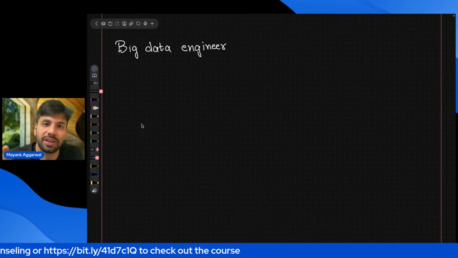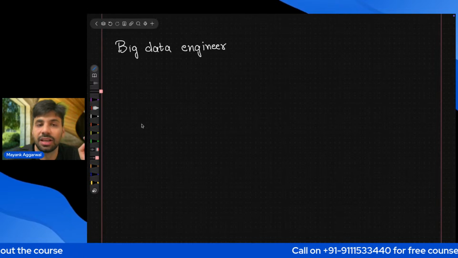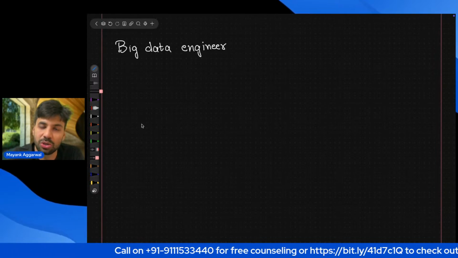The velocity of water is very high. In the variety in which you are getting the water, some is maybe very dirty, some is in ice form, some is in water, and the volume overall is also very high.